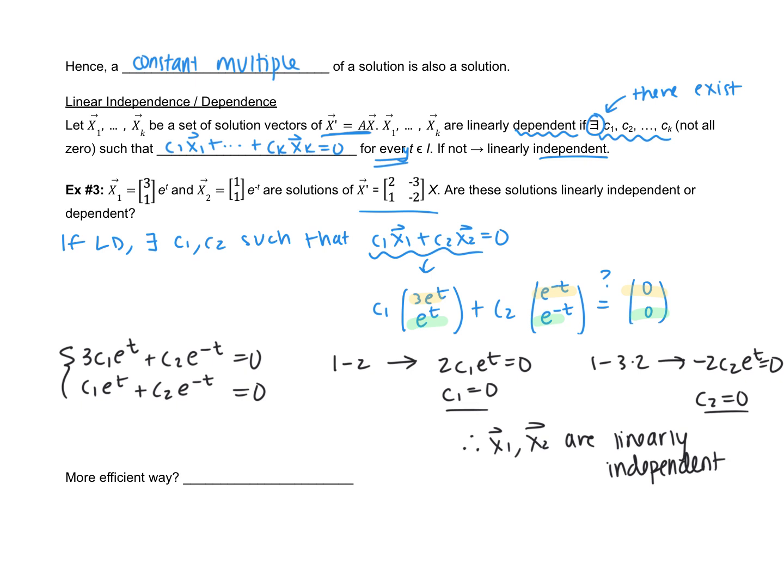Now, of course, that wasn't very efficient. When we did linear independence and dependence before, how did we show that solutions were linearly independent or dependent? Well, what we looked at was the Wronskian. So that's what we're going to take a look at next.